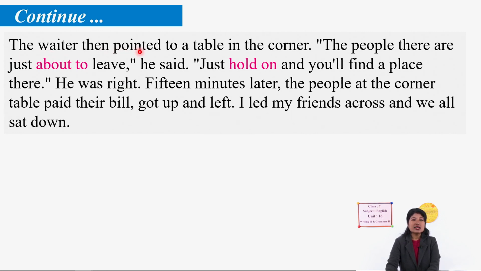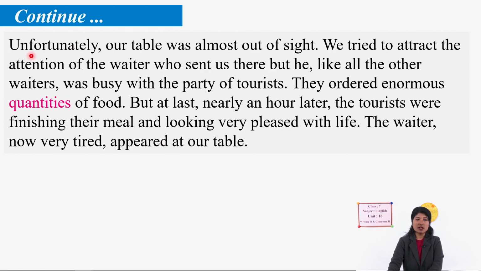Now let's move to another paragraph. The waiter then pointed to a table in the corner. What is here? Pointed. Then was again, the same. Then paid, got up, laid, sat. These are in the past form. I would like to suggest that you also underline the past forms of the verbs in your book.